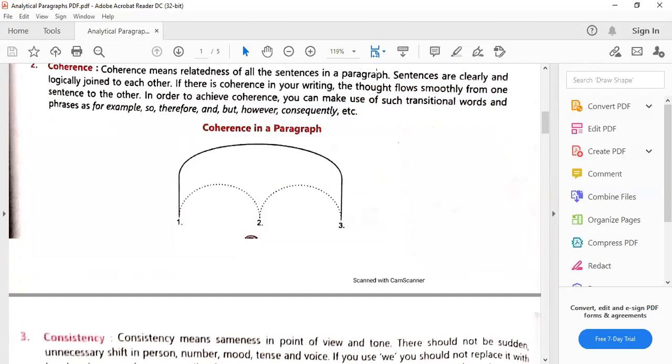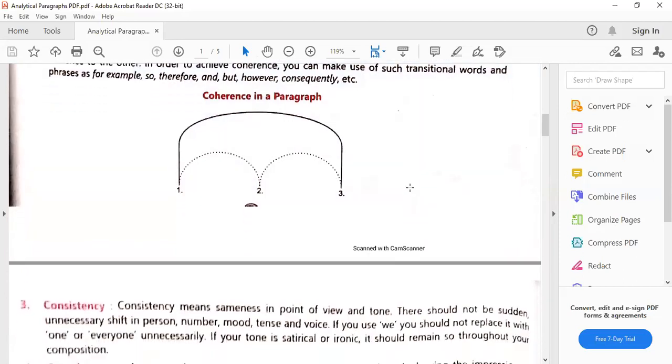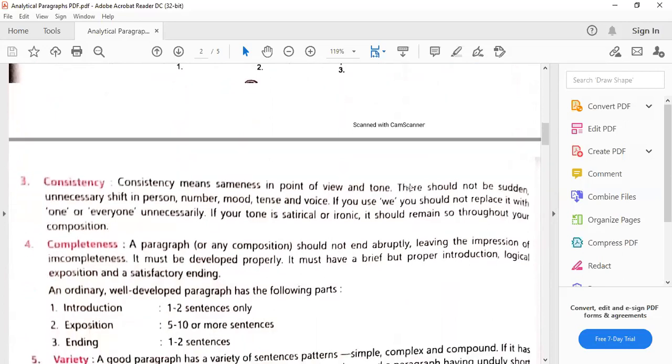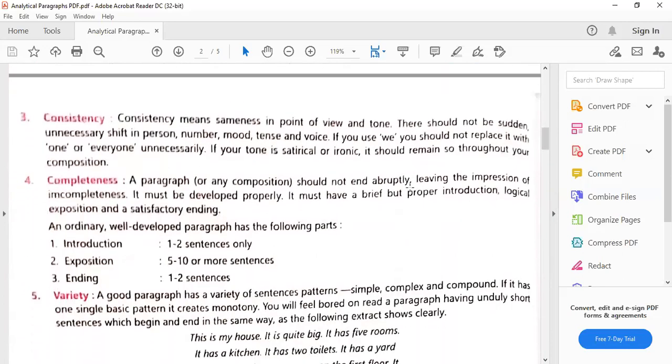So coherence, you can see from this diagram, point 1 is linked with 2, 2 is linked with 3. That means there is link between the first line with the second line and the second line with the third line. So this is known as coherence. Coherence should be there in writing a paragraph. Then third one is consistency. Consistency means sameness in point of view and tone.